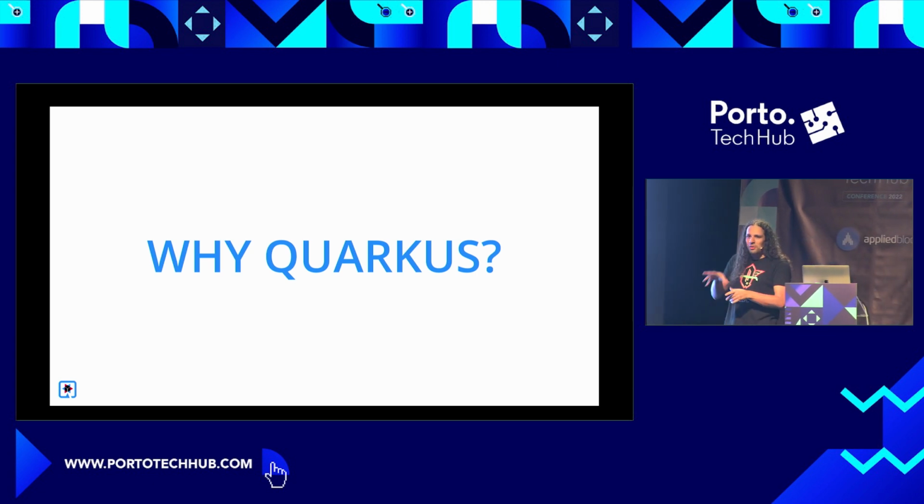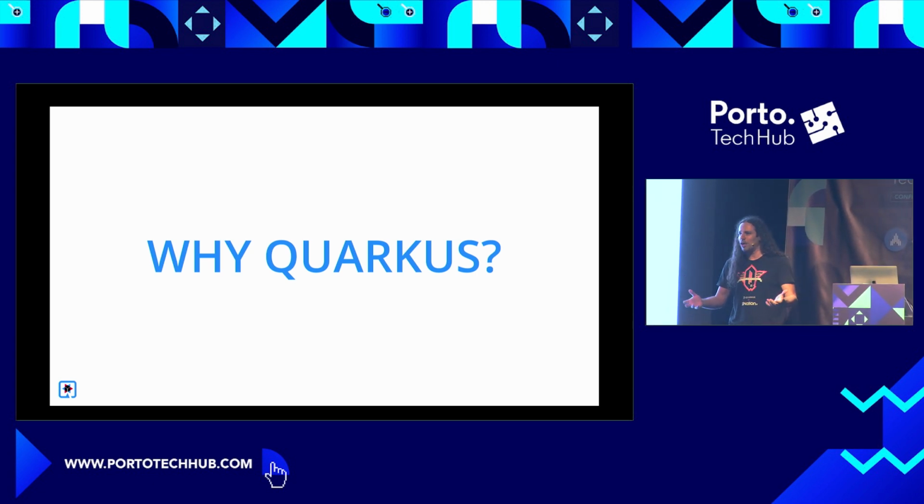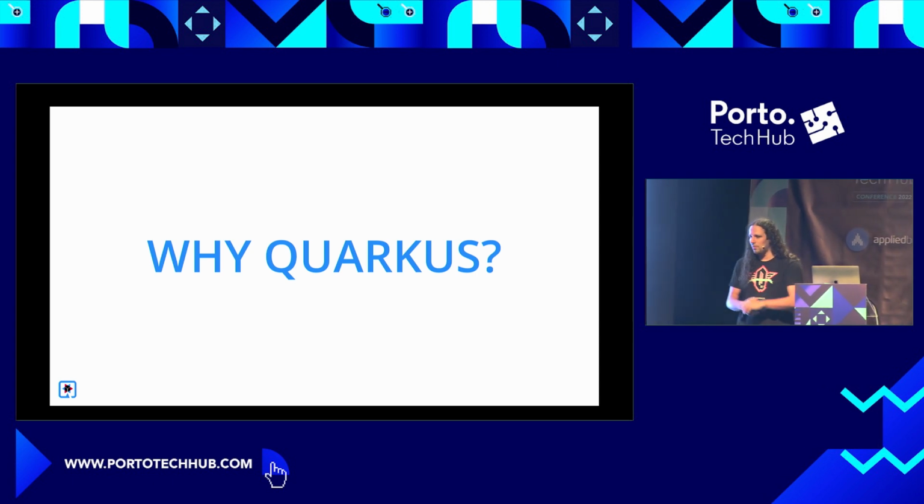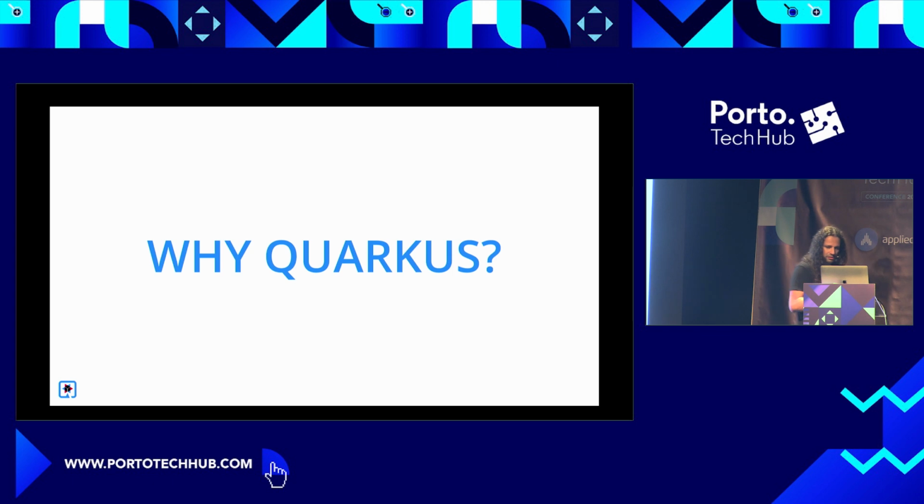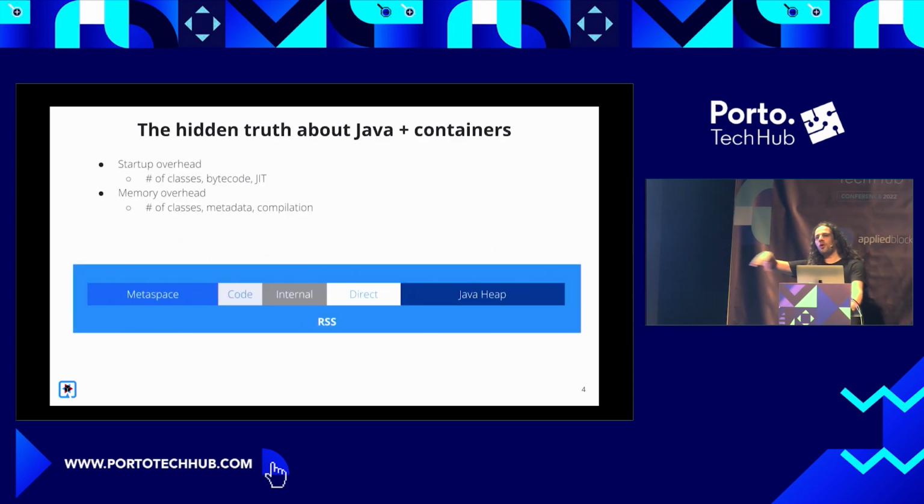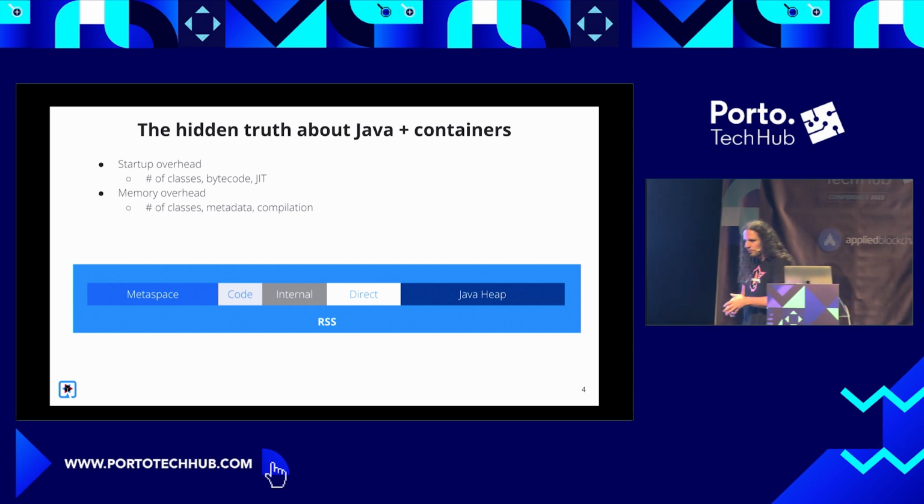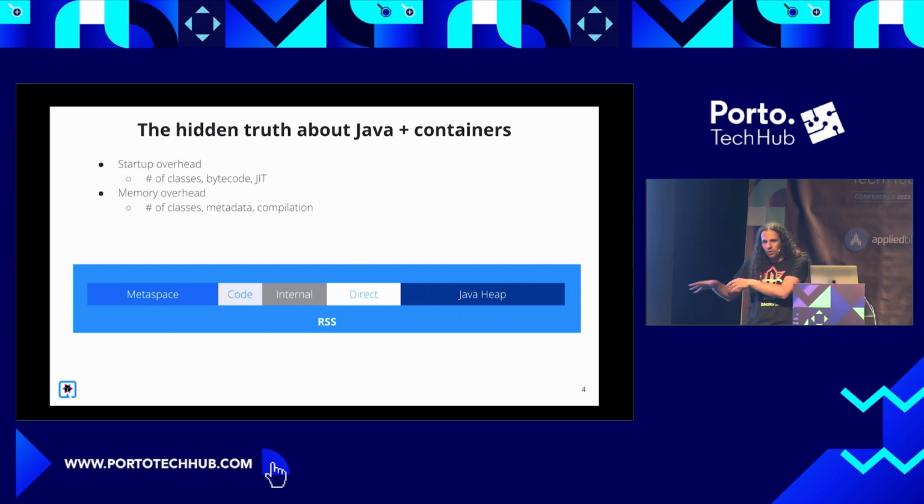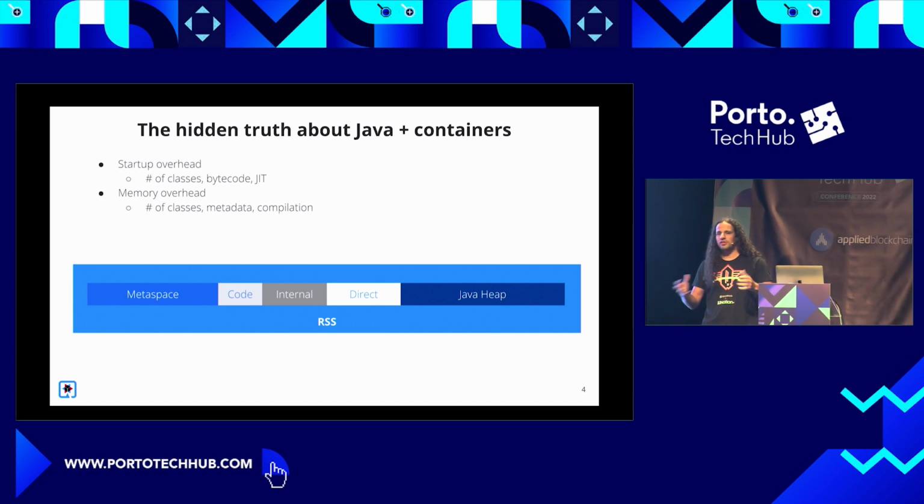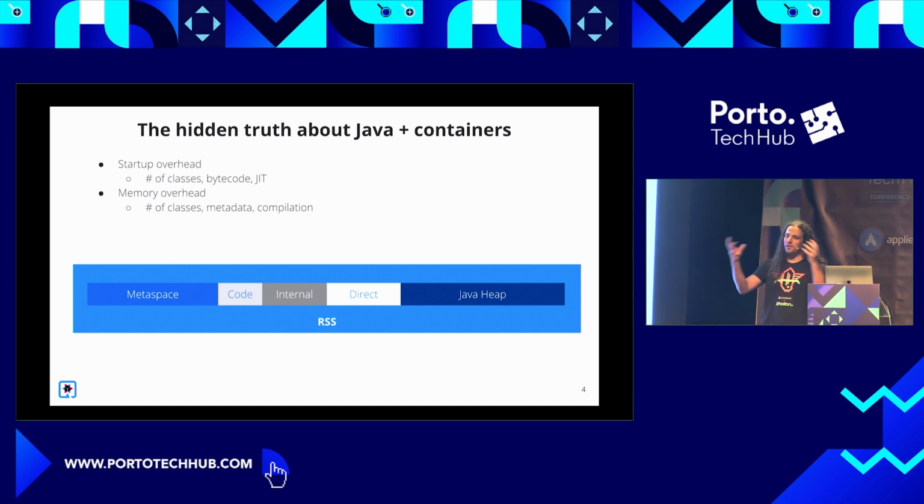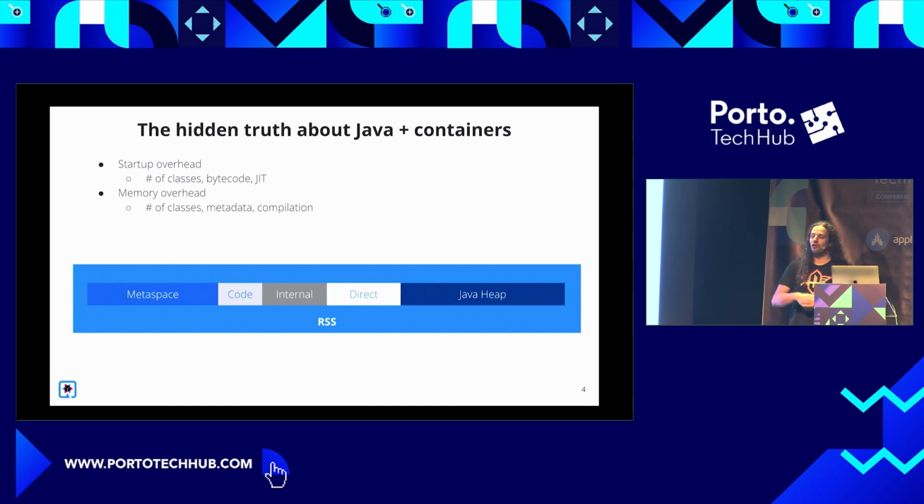Now, the second thing you'd probably be asking is, well, why one more project? Why something else? There's already a bunch of them in our community, so why do we need something else? So why Quarkus? Let's take a step back and talk about what we like to call the hidden truth about Java and containers. I'm not going to go into much detail, but just a couple of really brief explanations. When you start a Java application, there's a bunch of things that get loaded into the JVM. There is what we call a startup overhead. When you load classes into the JVM, they never get unloaded. So basically, they're occupying memory.